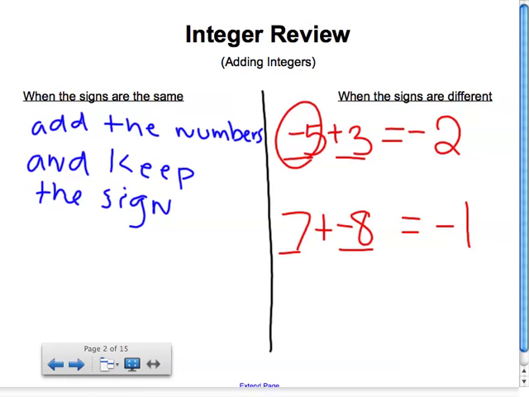And I'll do one quickly where it will end up as a positive. Suppose we had 10 plus negative 3. The signs are different. So we subtract the numbers. 10 minus 3 is 7, but 10 has larger absolute value, so it'll stay positive. So let me write down the rule.